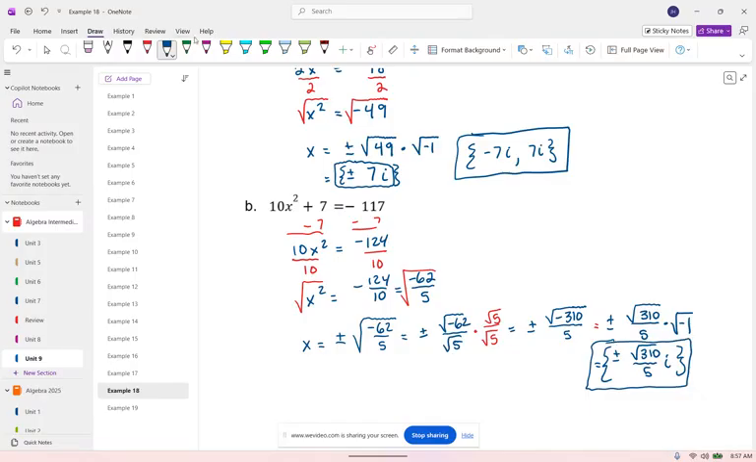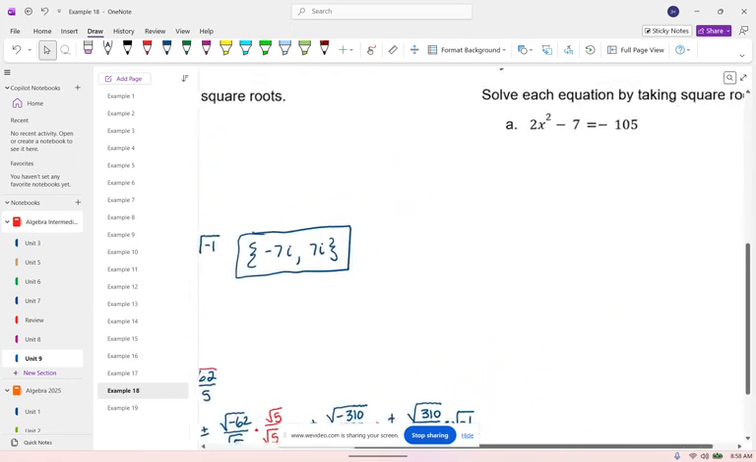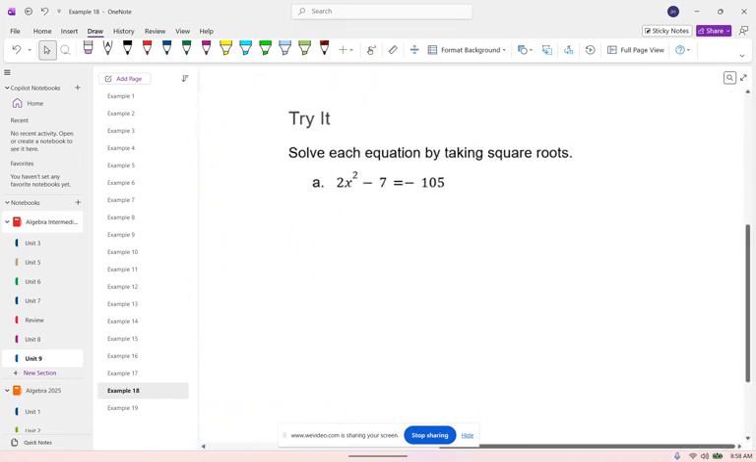So guys, that's going to do it for solving with square roots. Again, really the only new part is to add the i onto the end of the negative square root. So if you guys have any questions, please let me know. Otherwise, here is your try it. So go ahead and give this a shot, and we'll talk in class.